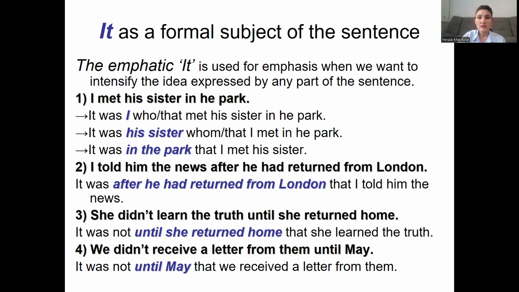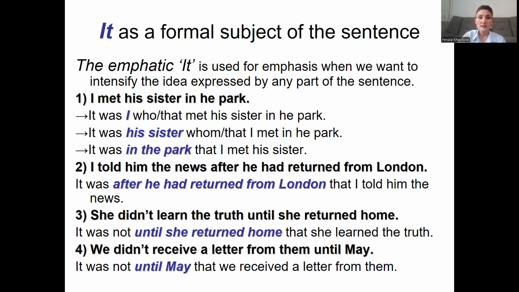The emphatic it is used for emphasis when we want to intensify the idea expressed by any part of the sentence. The first: I met his sister in the park. It was I who or that met his sister in the park. It was his sister whom or that I met in the park. It was in the park that I met his sister.